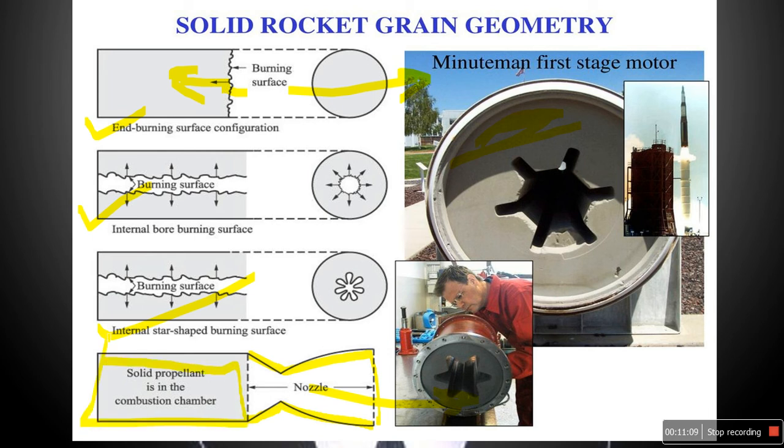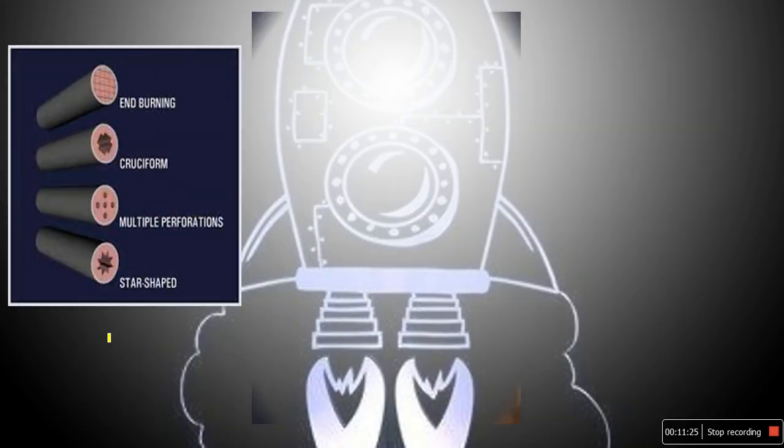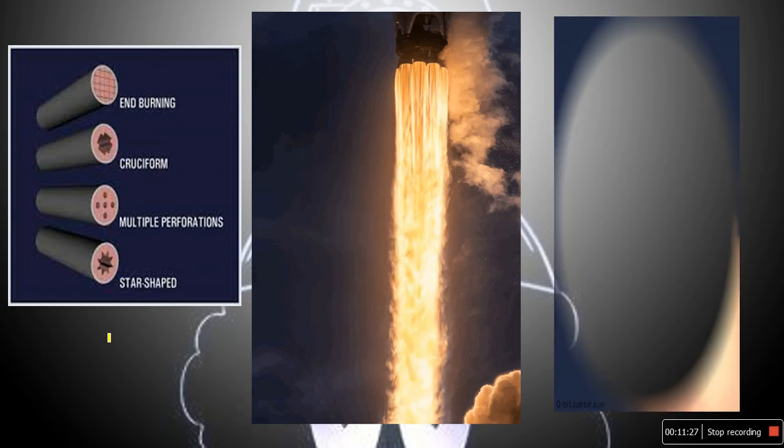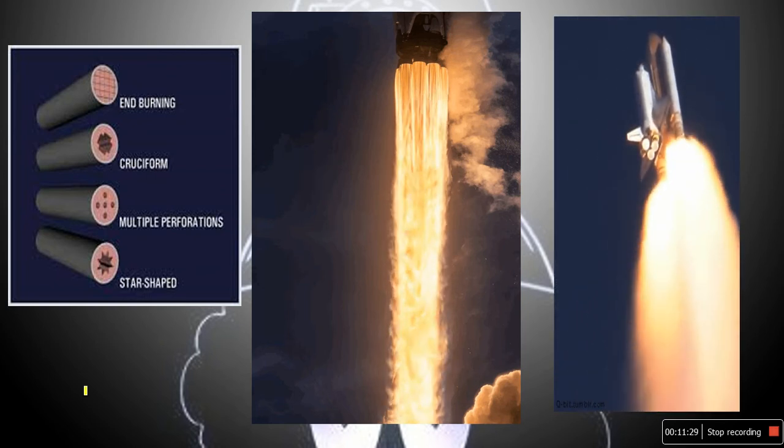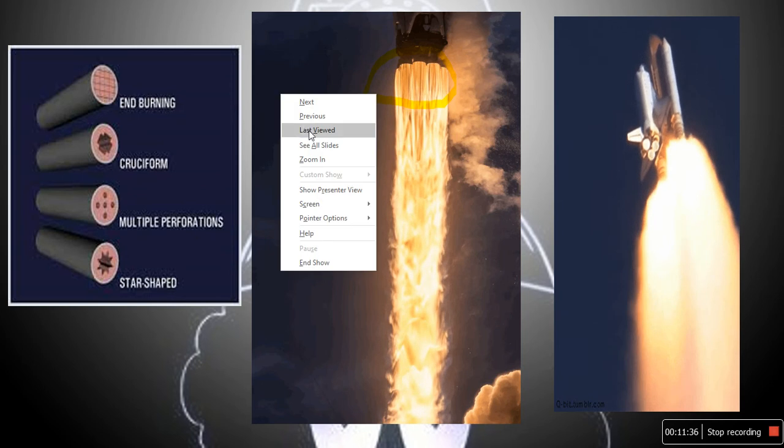We see it simply in some other rockets. The crackers in Diwali burn like that, the same principle, that is solid propellants. Some solid propellant applications are shown here. These are the solid propellants we use to launch any satellite, or as rocket boosters.